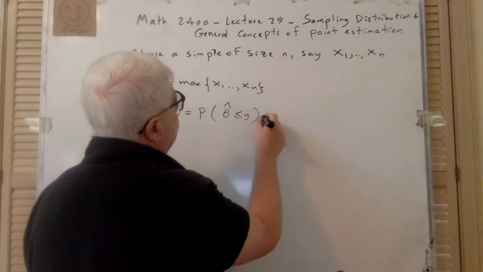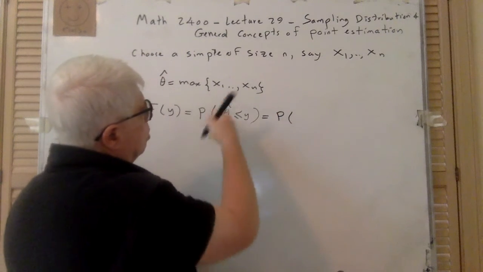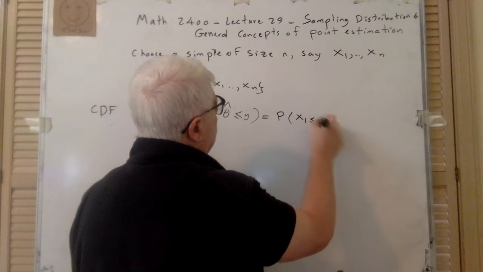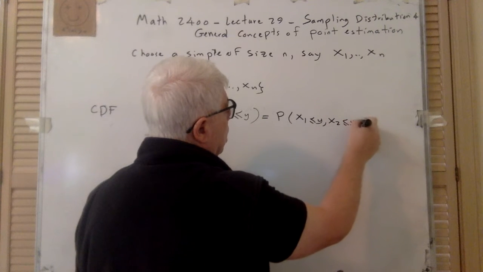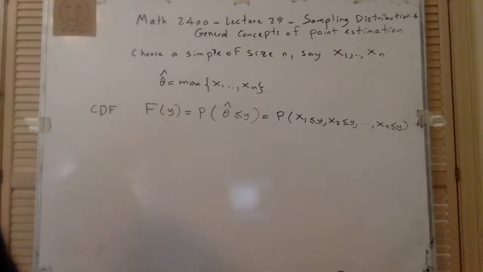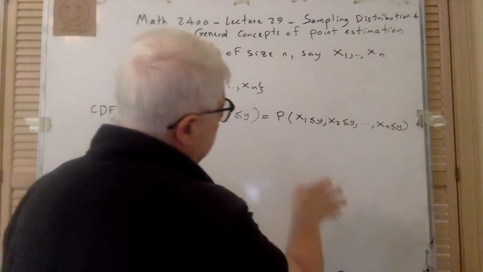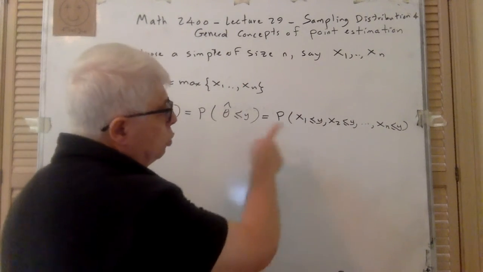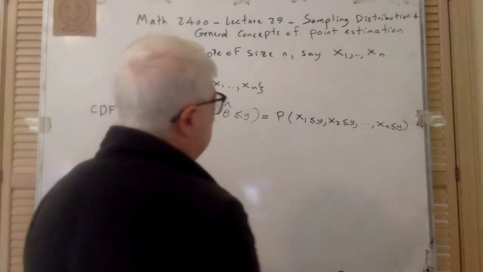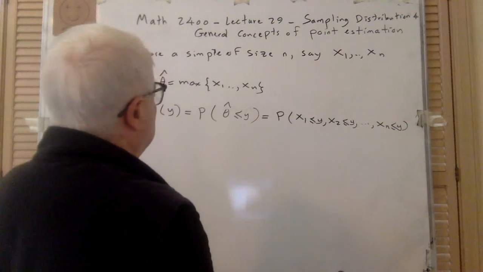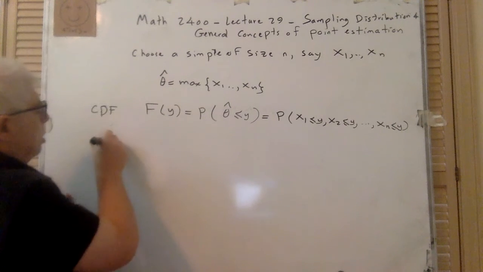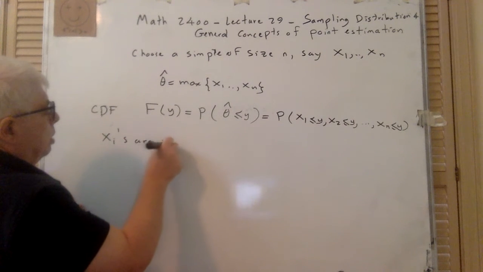Now theta hat less than or equal to y is in fact equal to x1 less than or equal to y, and x2 less than or equal to y, and up to xn less than or equal to y. These two are equivalent: saying that the maximum is less than y is like saying that each one of them is less than y. So this is logically equivalent, and we can say the probability of this equals the probability of that. But the xi's are independent.